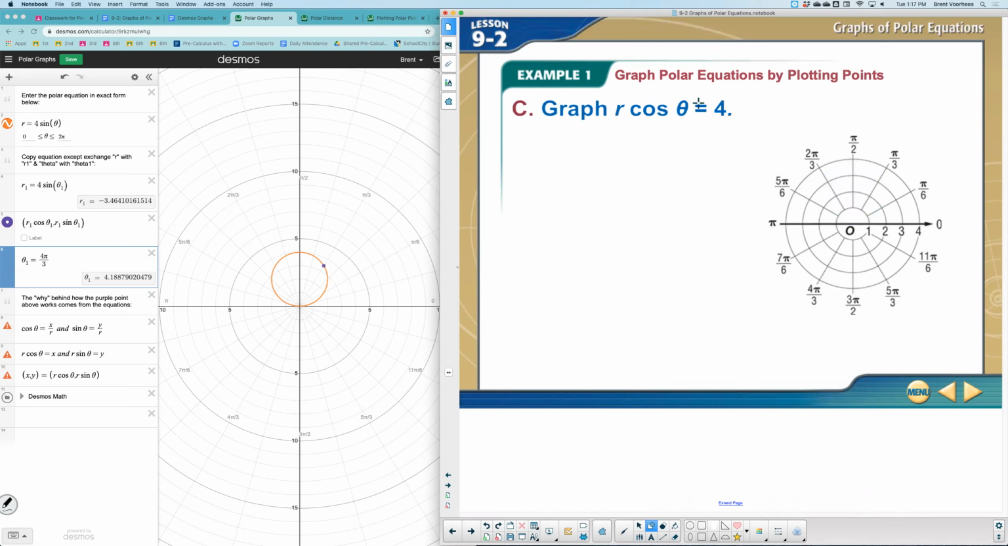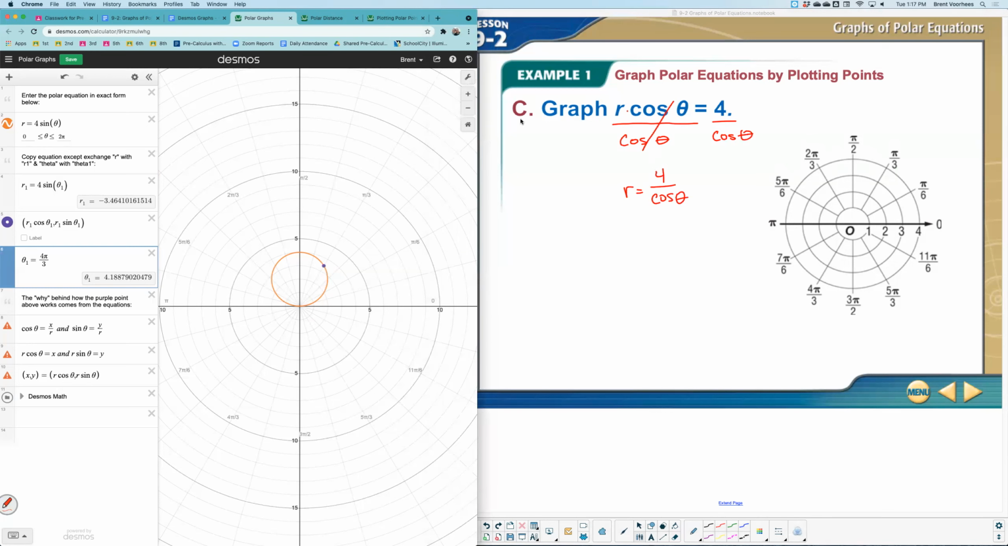All right, and now let's see this problem. Well, it says graph r cos theta equals 4. What I'm going to do is actually get this set as equal to r. So since this is multiplying, I will divide out the cosine here. Like that. And so what I'm going to actually graph is r equals 4 over cosine theta. Let's go see what happens when I do this. And I'm not actually sure if I could, I might try it first. Let's see if I could have typed it in.